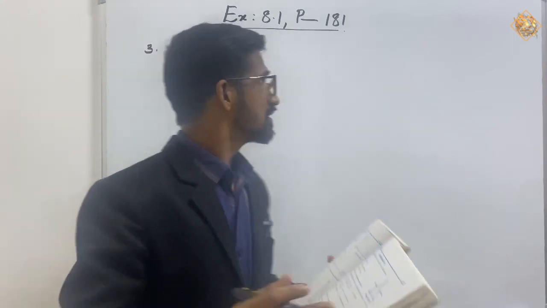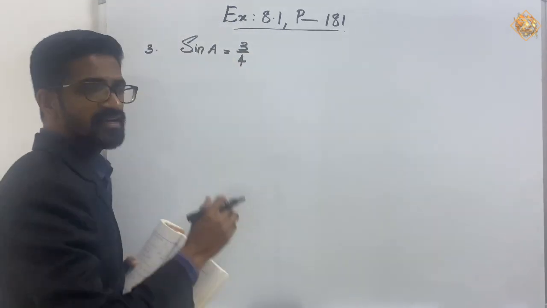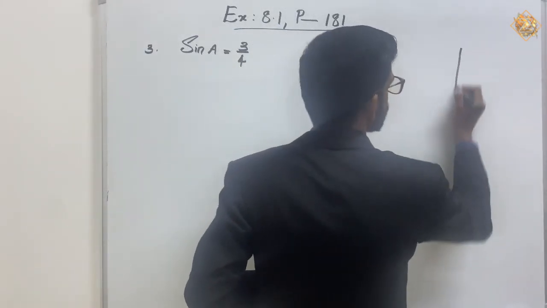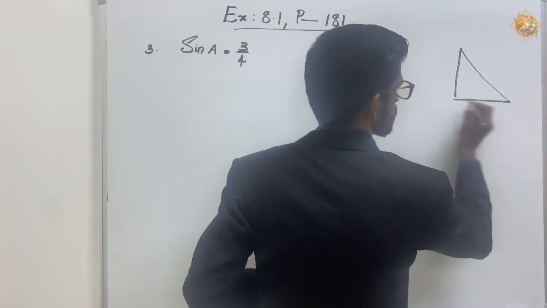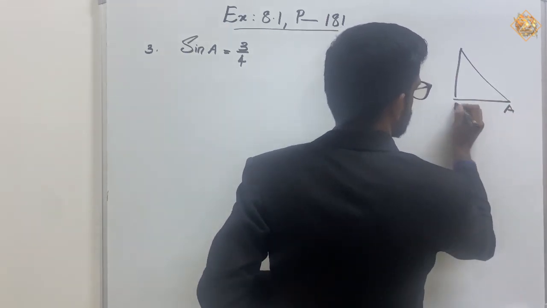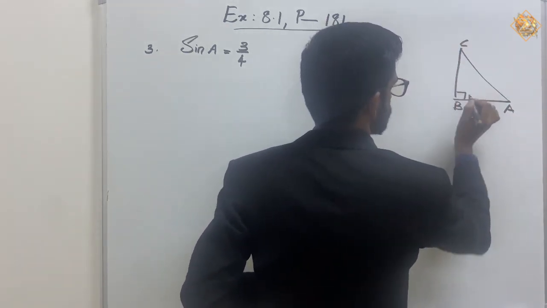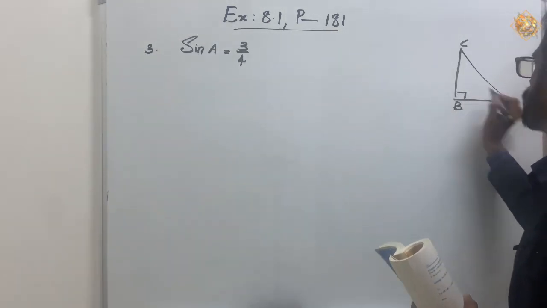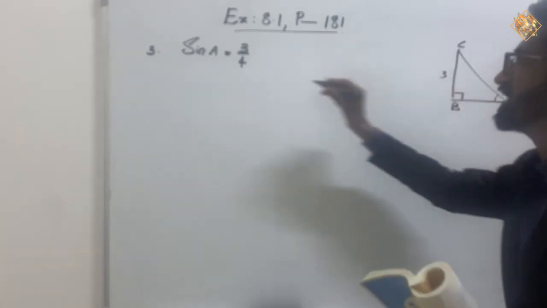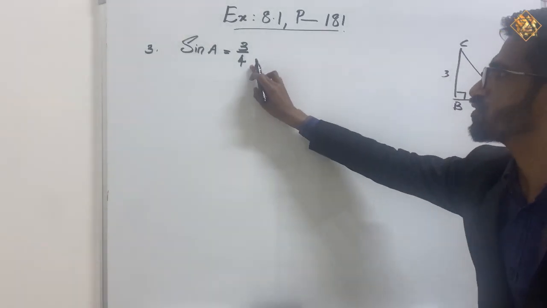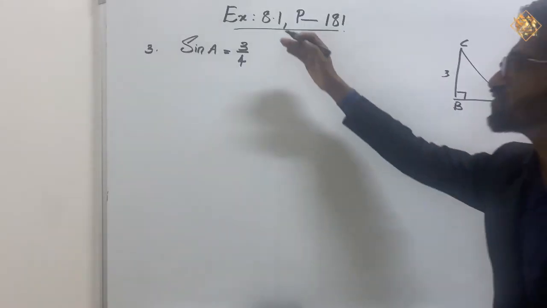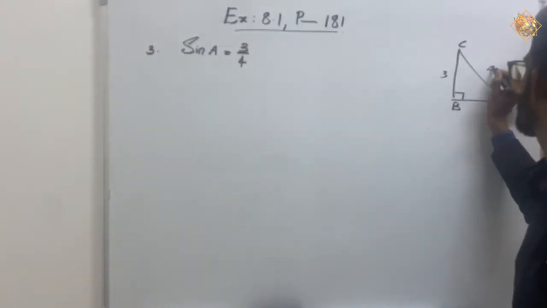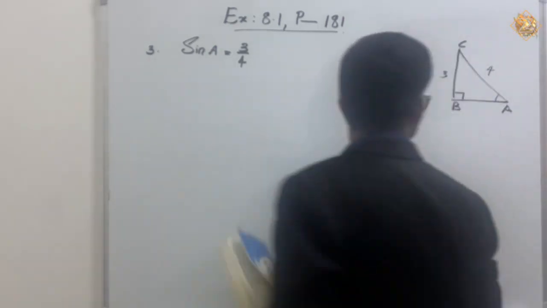What we have to do? By definition of sine, it is opposite by hypotenuse, isn't it? So just draw a rough right angle triangle ABC, right angle at B. Sin A is 3 by 4. So from A, the opposite side is 3 and the hypotenuse AC is 4. Definition of sine is opposite by hypotenuse.